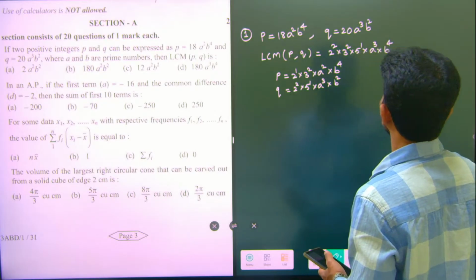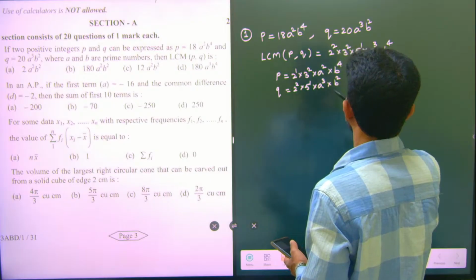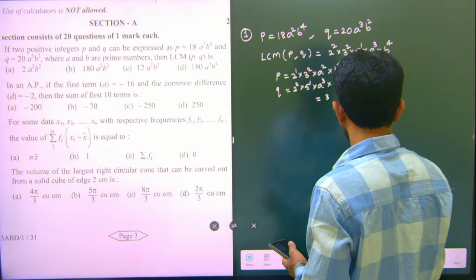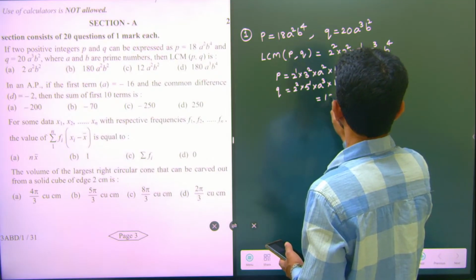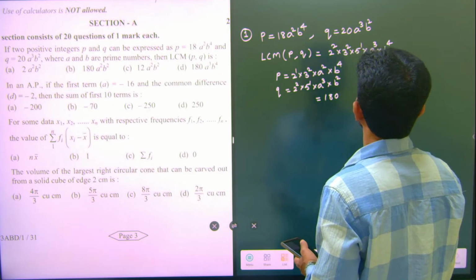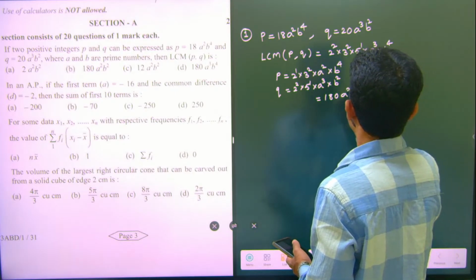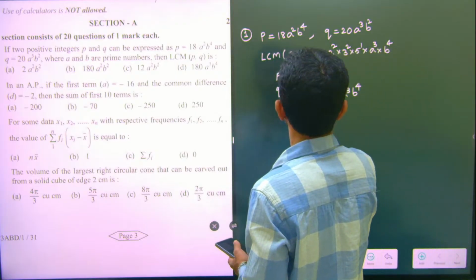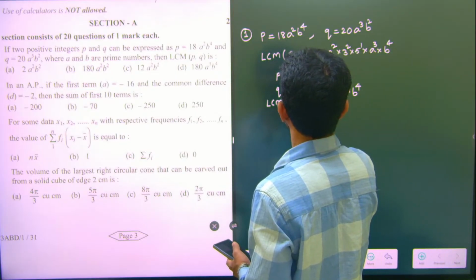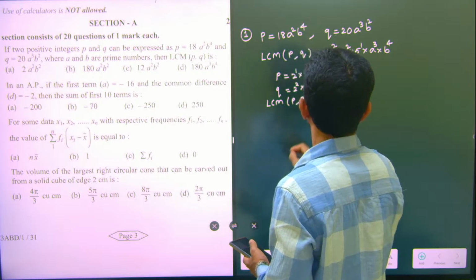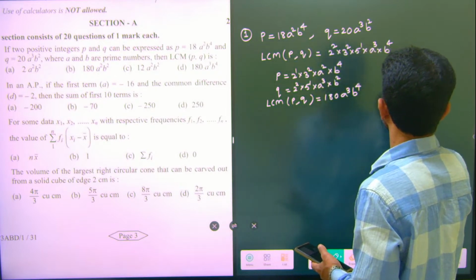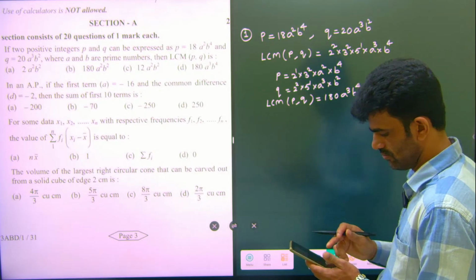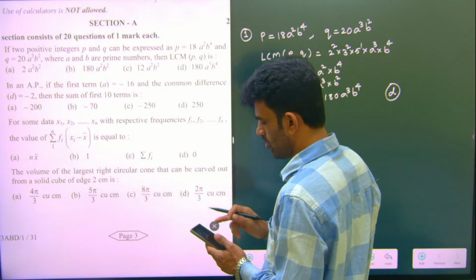So what is going to be the final result now? 4 into 9, 36. 36 into 5, 180. It is going to be 180 a power 3, b power 4. Which is the correct option? Option D is correct. Right. So try the next one.